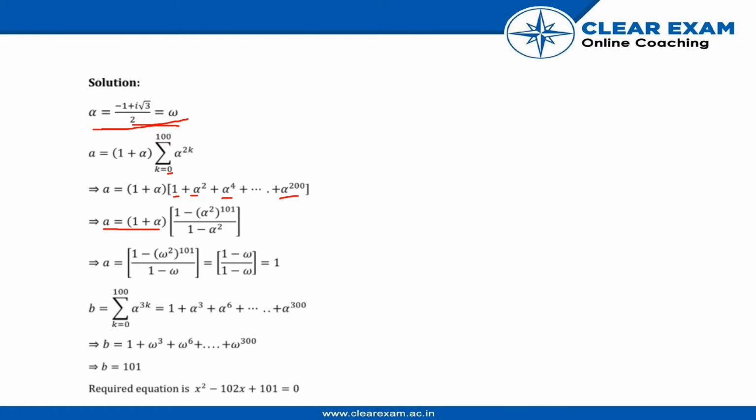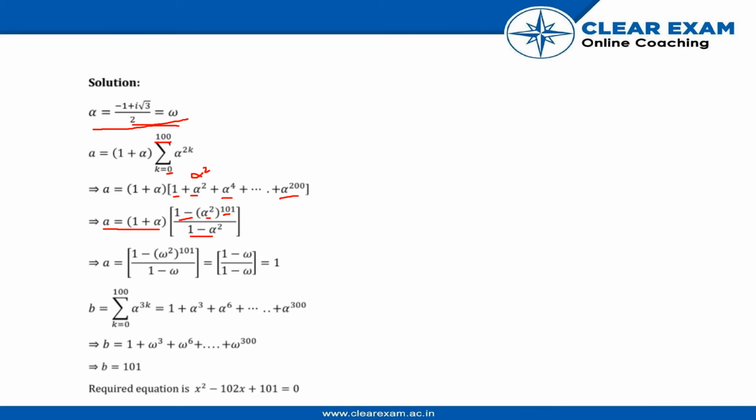So this basically turns into a GP, a geometric progression, wherein the ratio is r equals alpha square, and this is the sum of a GP of 100 terms, since k equals 0 to 100. So the sum of the GP is 1 minus alpha square to the power 101 upon 1 minus alpha square.